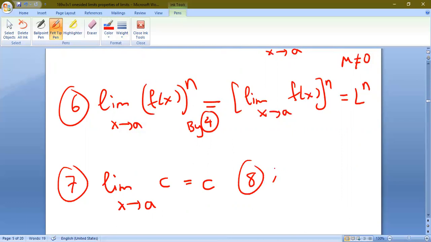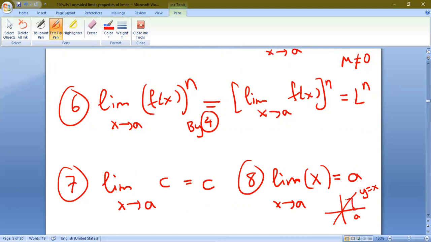And also, if we have the function x, just simple y equals x function, then if x goes to a, of course, the limit will be a, right? Because think about it. This is the y equals x function, and then if x goes to a, then the limit will also go to a. Or think about the constant function here. It's constantly c. So when x goes to a, as you see, all of the values will be c anyway.